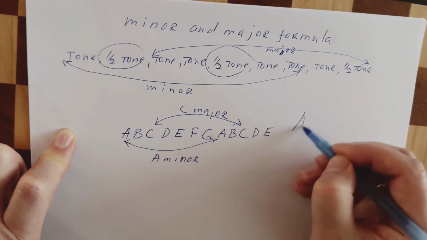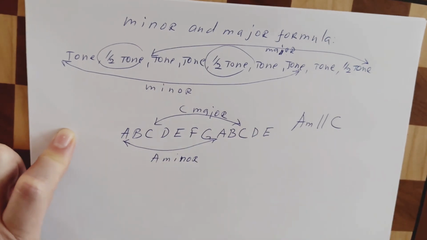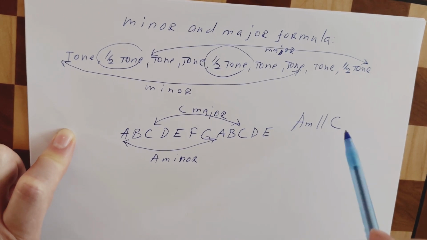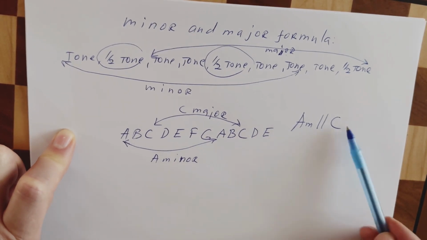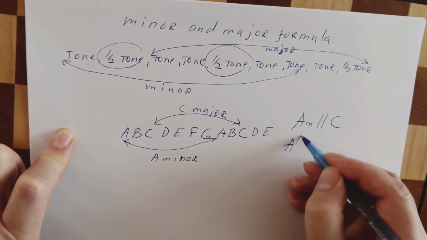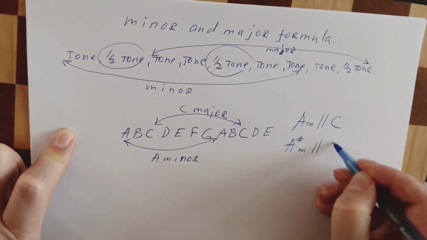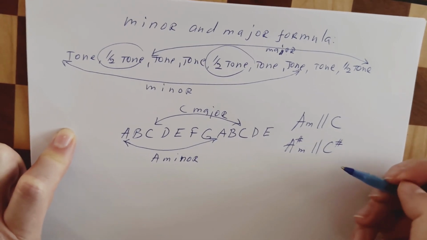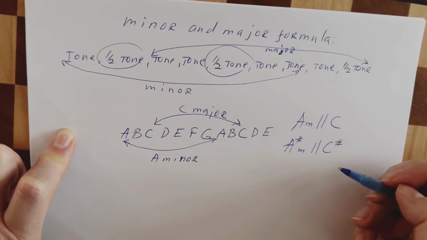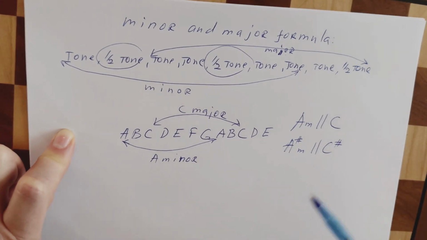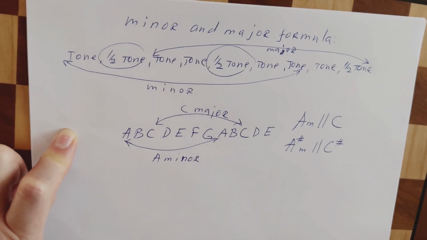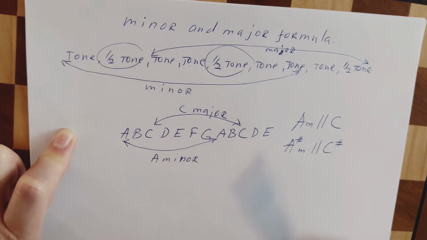This is how A minor is parallel to C. And in a similar example, each minor has a parallel major. For example, A minor is parallel to C, but A sharp minor will be parallel to C sharp, right? B minor parallel to D major, and then so on. C minor parallel to D sharp major or E flat. That's how it works for parallel minor and major.